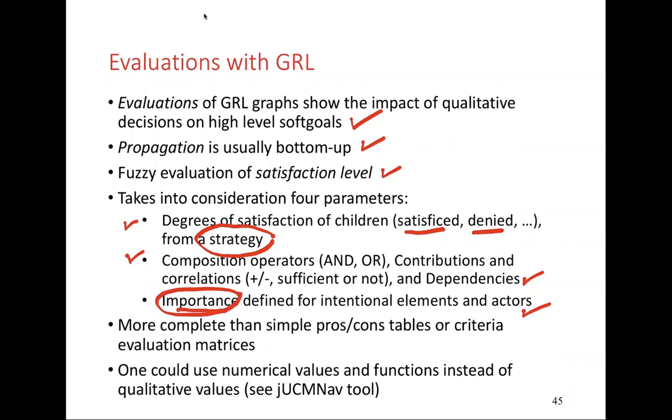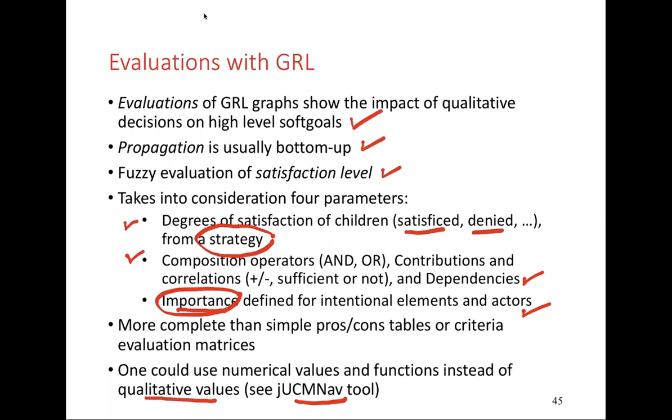So one could use numerical values and functions instead of qualitative values, which is especially commonly used in the jUCMNav tool, and which will be discussed today.